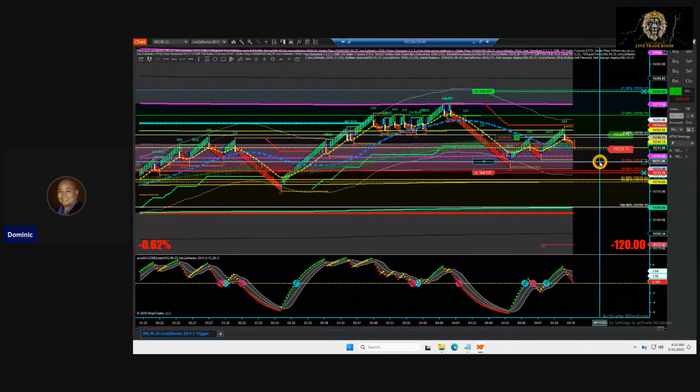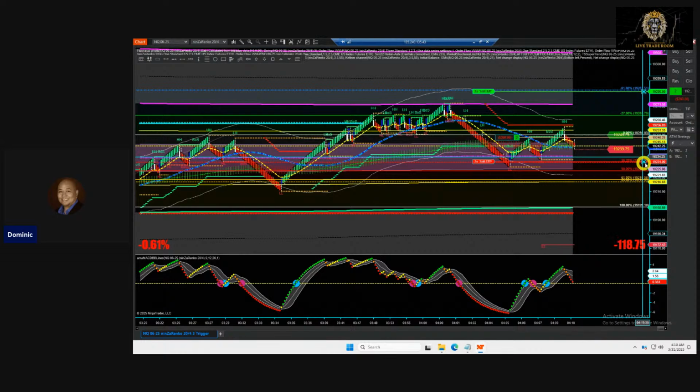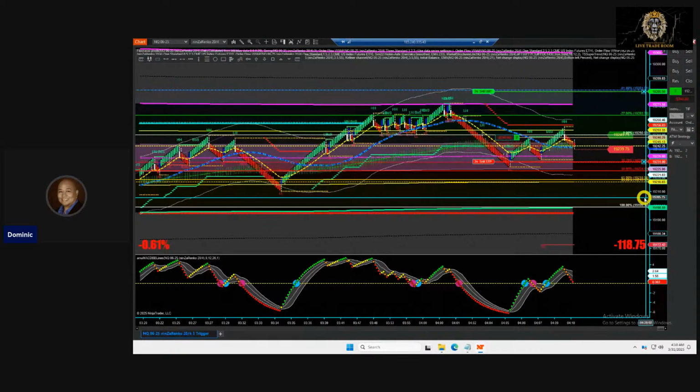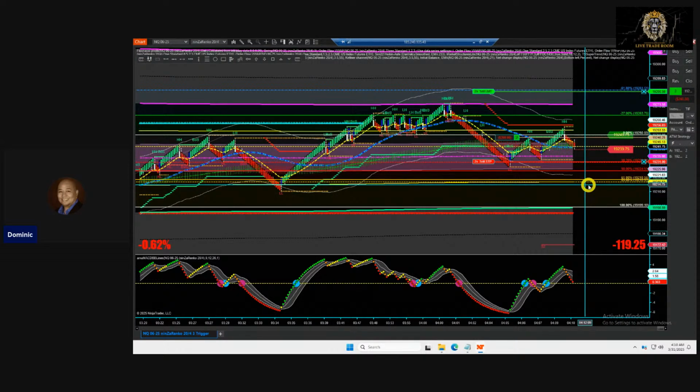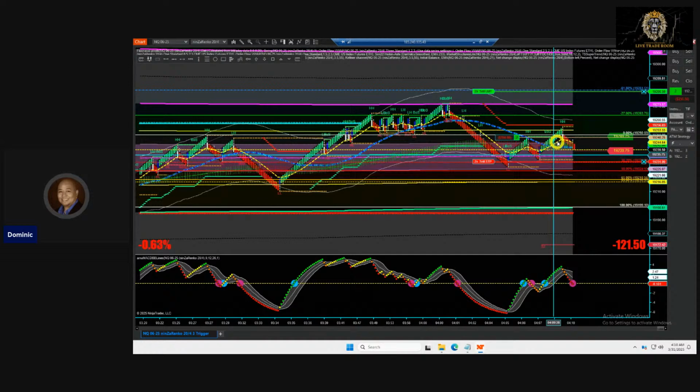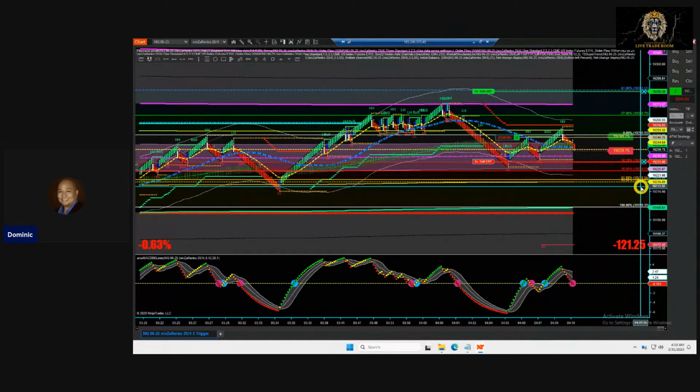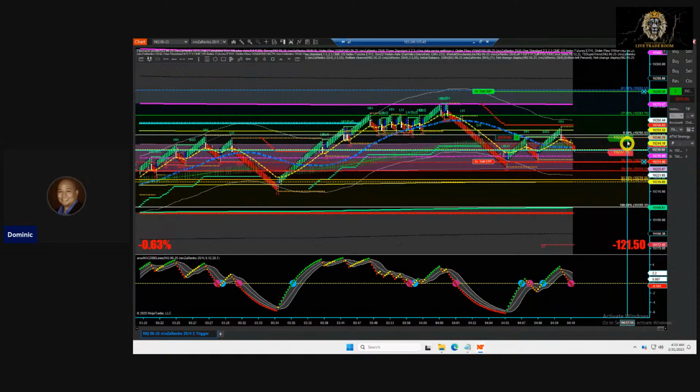And you see how they like playing with these levels, just like what they did on Friday. So it did create a higher high. Okay, so let's see what they do in the VWAP here, if they're going to create a lower low.